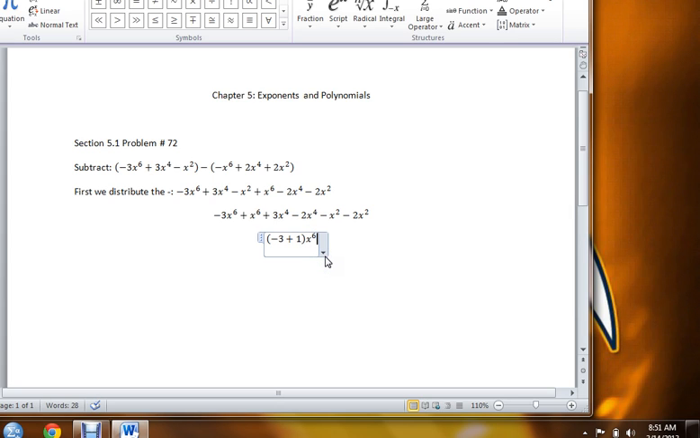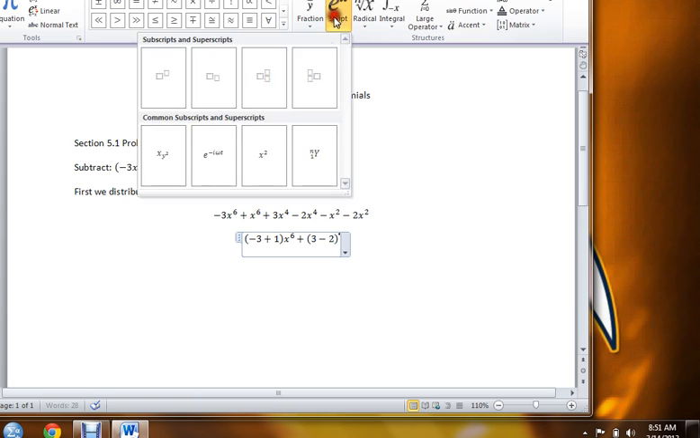And similarly with the x to the fourth, we have a plus 3x to the fourth and a minus 2x to the fourth. So we're going to write this as plus. We'll put in our parentheses, and we have the plus 3 and the minus 2. So we combine the 3 and the minus 2 together, and those both go with the x to the fourth term.